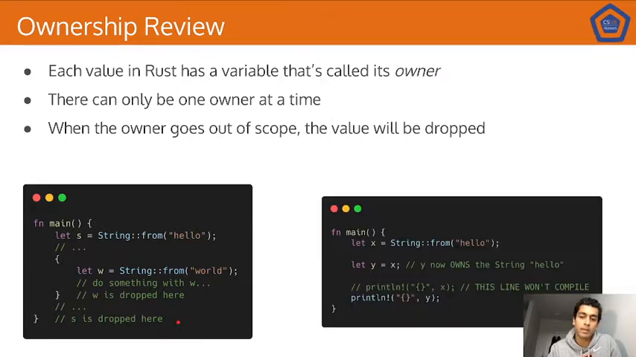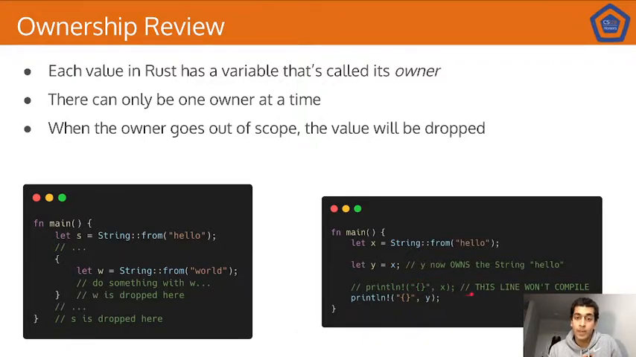Okay, let's look at another example. So we have, again, this string hello, x owns it, but when we assign y to this variable x, well, y now owns this string hello. So we transferred ownership of this string hello from x to y by using this let y = x statement. So x is no longer valid anymore at this point. You cannot use x. So if we tried to print out x, this line would not compile.